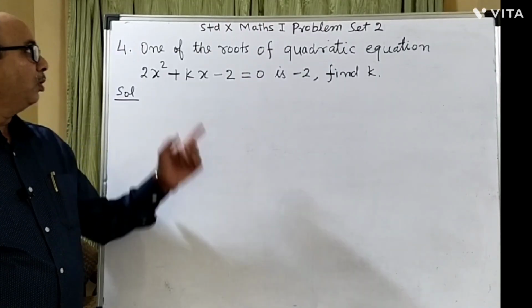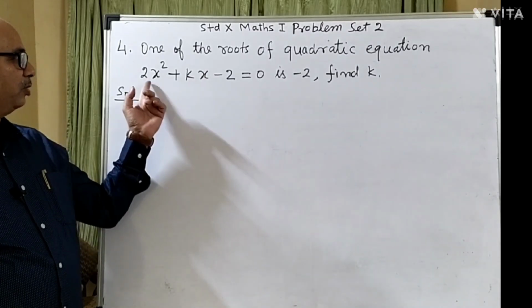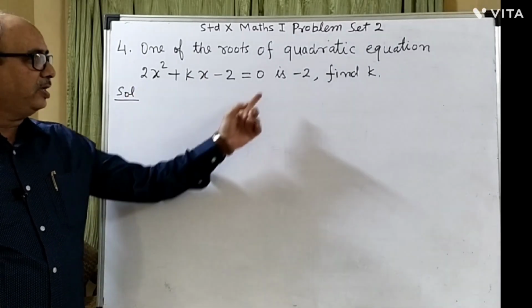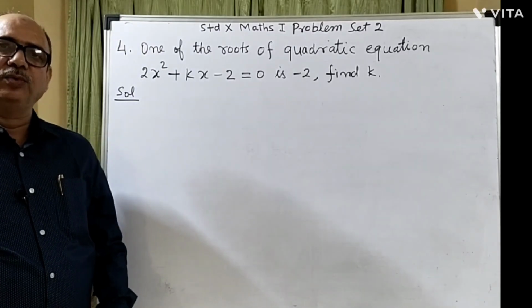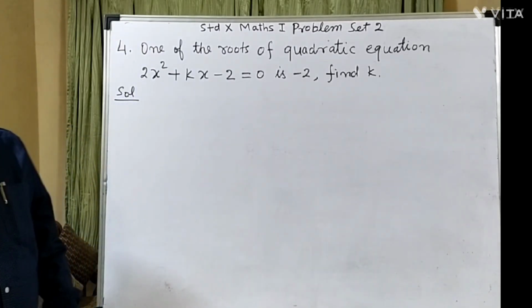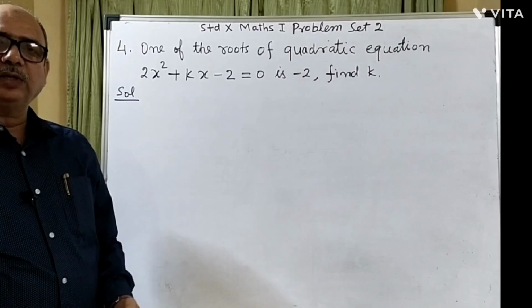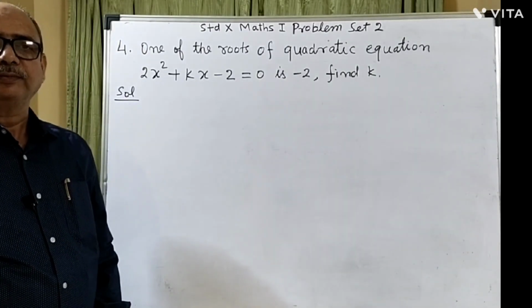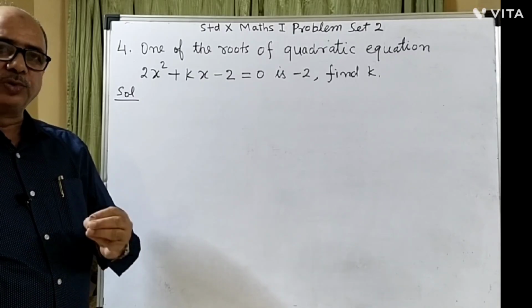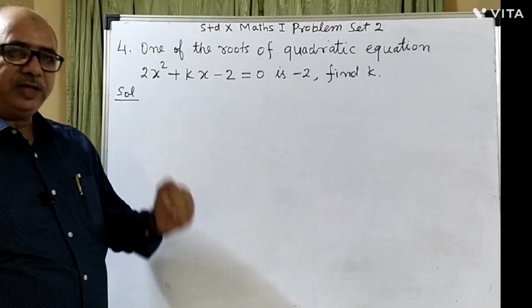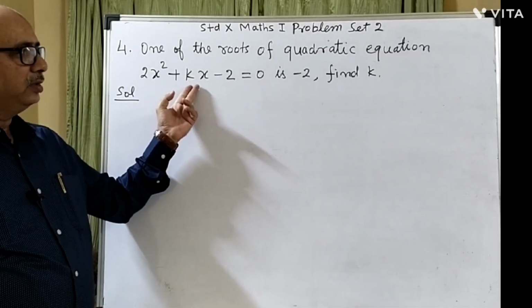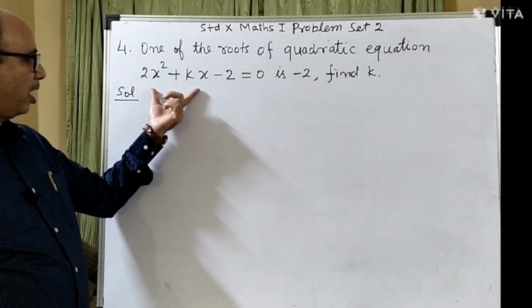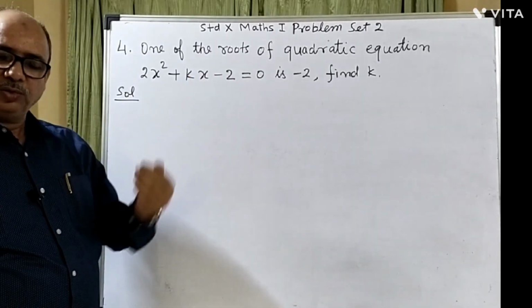Question number 4. One of the roots of quadratic equation 2x square plus kx minus 2 is equal to 0 is minus root 2. Find the value of k. Minus root 2 is a root of this quadratic equation. That means if we put x is equal to minus root 2 in this equation, then it will satisfy it. Satisfy it means the value of the left hand side will be equal to 0.